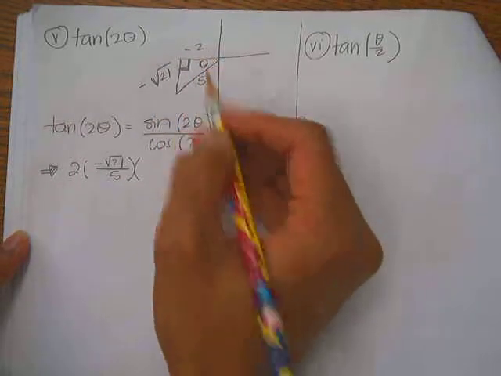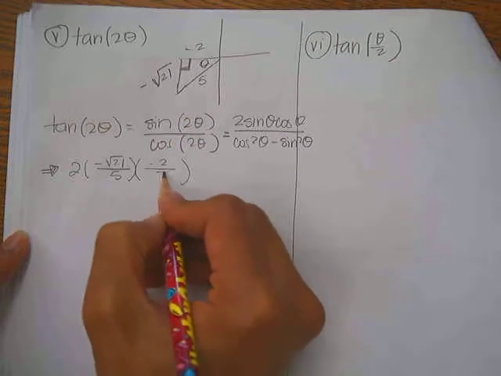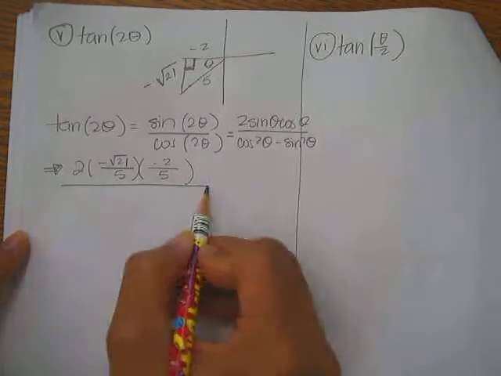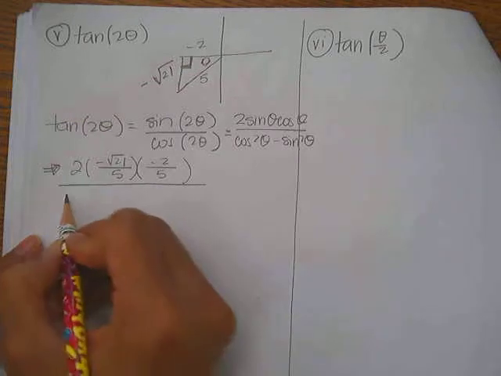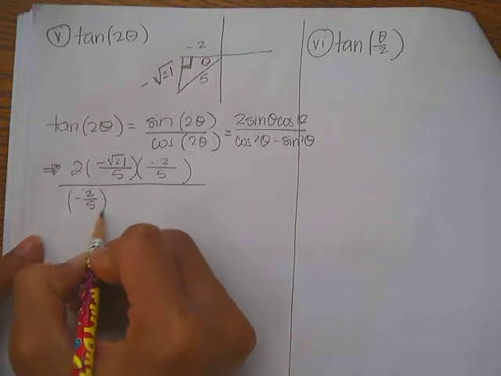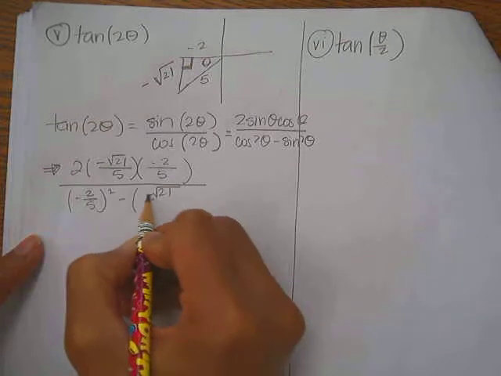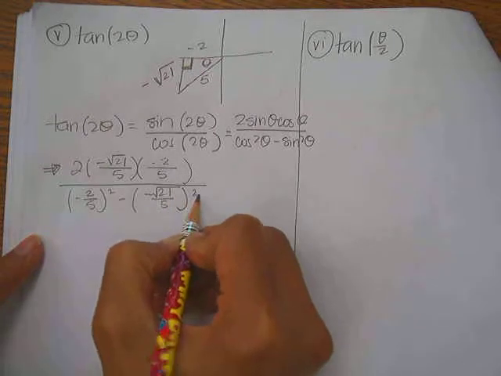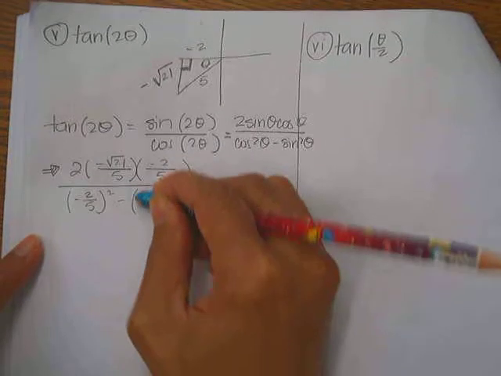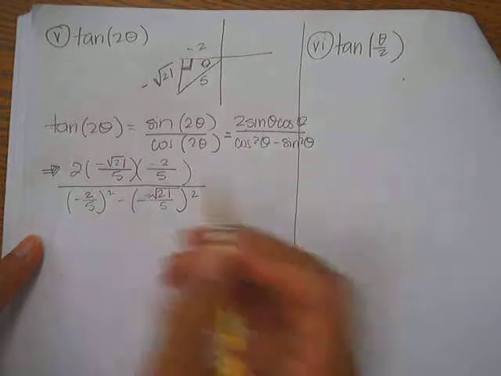I'm sorry, negative 2 over 5. See? Almost. Okay. All of that is divided by cosine squared, so that's going to be negative 2 over 5 squared, minus sine squared, negative rad 21 all over 5, and just square that. Okay, so this is a negative right here. Just want to make that clear.